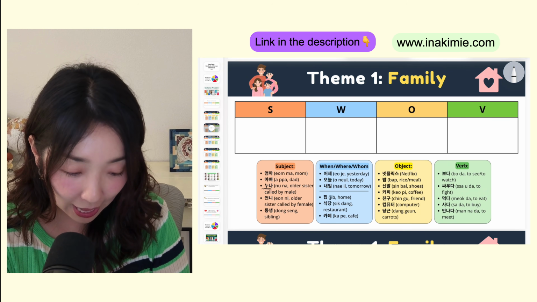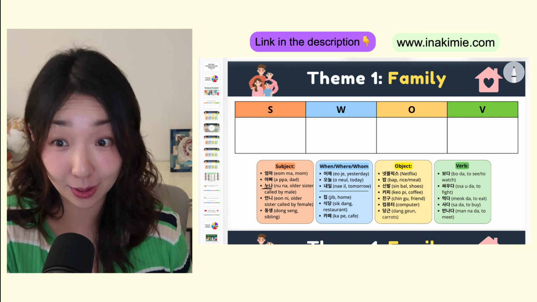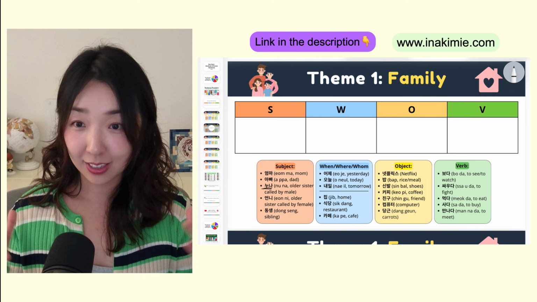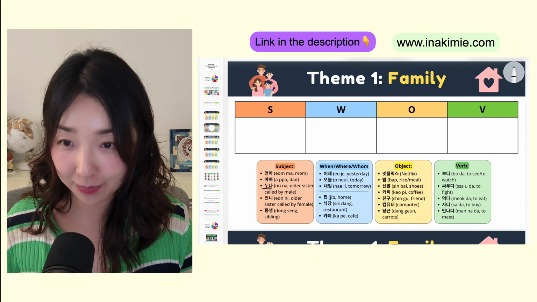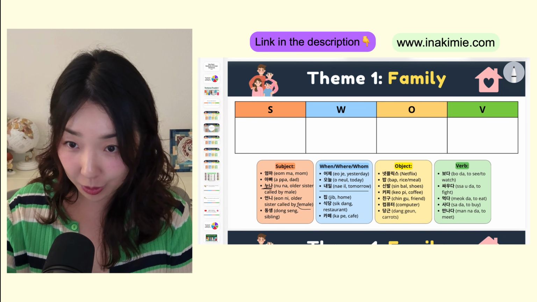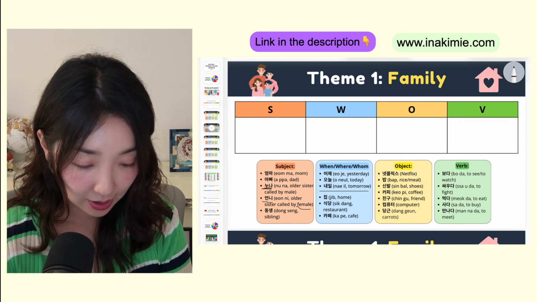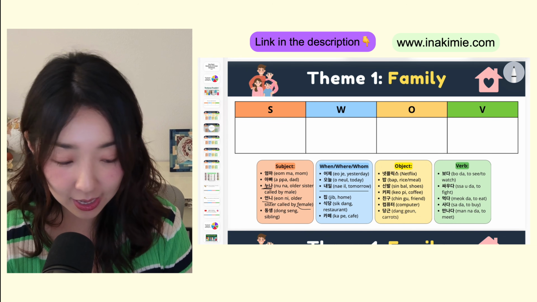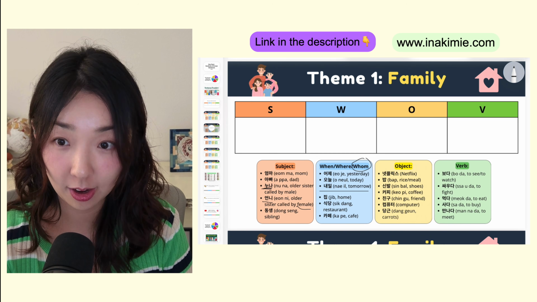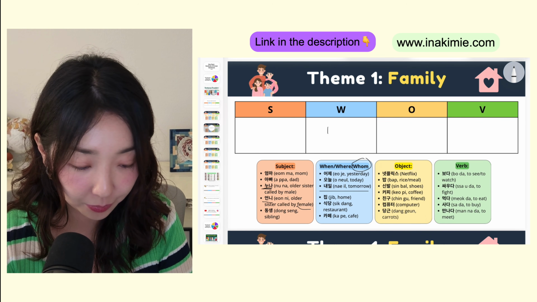What about 누나? 누나 is an older sister called by a male. Do you get it? Because we have a different title for each one. If you are a female, but you have an older sister, that's 언니. So I'm going to go with 누나. But what about 누나? This time it's the whom part. Whom you're with. So I'm going to put 누나랑.